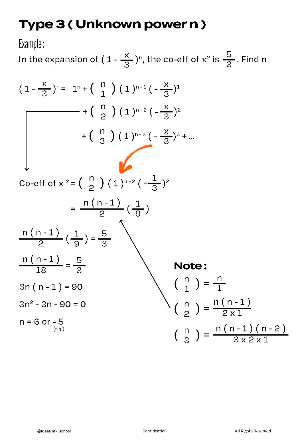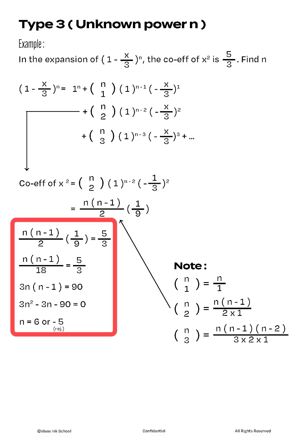Then the middle guy, 1 to the power n minus 2. 1 to the power of anything is just 1, so I'm going to ignore it. And then the minus 1/3 squared is just going to get us 1 over 9. Okay, so this is the coefficient of x squared. And if you read the question carefully, the teacher says that the coefficient of x squared is equivalent to 5/3. So we're going to equate this general formula for the coefficient to 5/3.